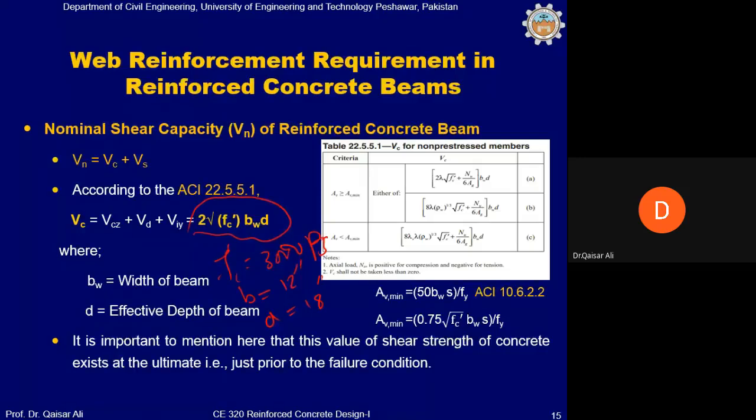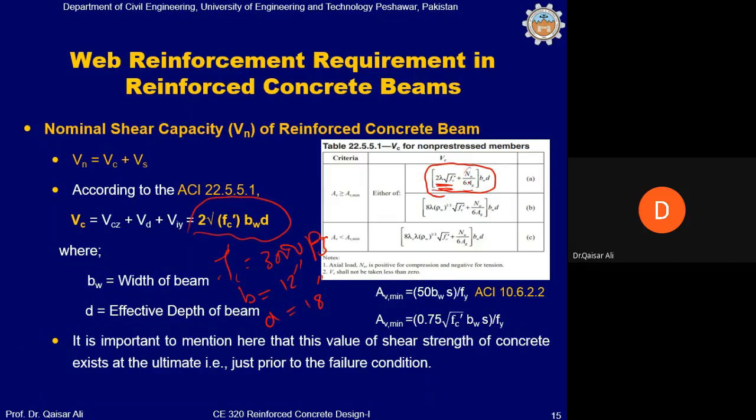Okay, there are equations also given on the right side in a table. These equations are not to be used in this lecture, but if you look at the first equation especially, there is another term with this 2 lambda sqrt(fc'). This is Nu divided by 6 Ag. Nu means N is the compressive force. If there is an axial compressive load applied on a beam or on a column, then the shear capacity will increase by this amount, Nu divided by 6 Ag.